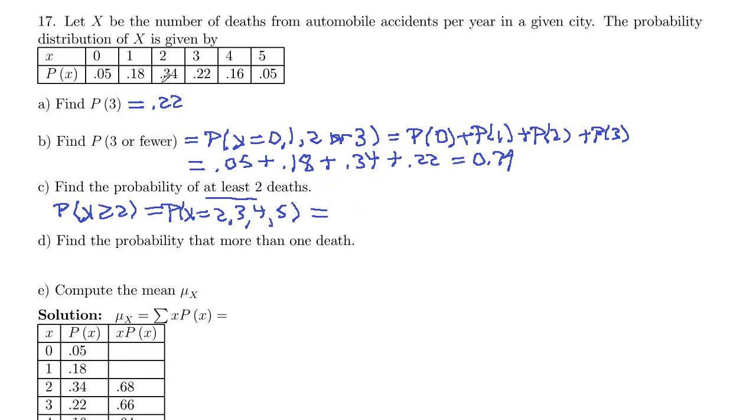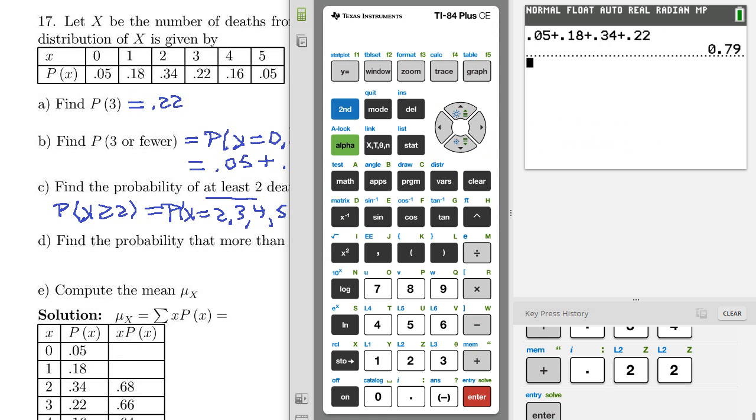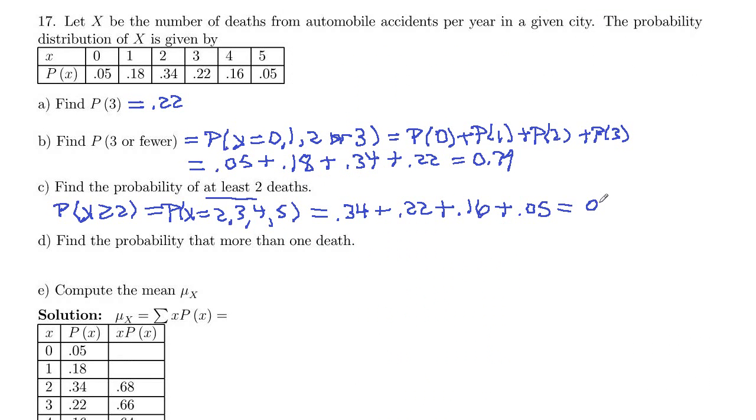So probability of 2, 0.34, plus probability of 3, 0.22, plus probability of 4, 0.16, and plus probability of 5, which is 0.05. And add those up. 0.34 plus 0.22 plus 0.16 plus 0.05. 0.77. So 77% chance of at least 2 deaths.